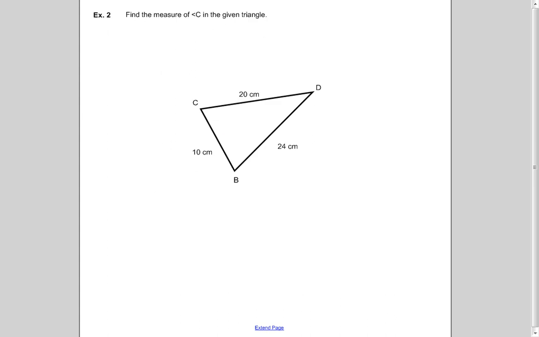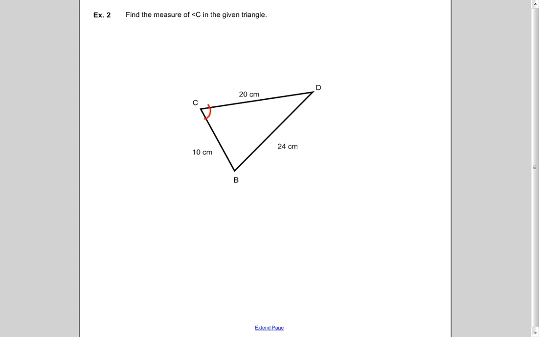We'll look at triangle CDB, and we want to find angle C. So this is the angle that I want. I can't use right angle triangle trig or sine law for this triangle because I don't have any angles and it's not right angled. So I am stuck with the cos law.